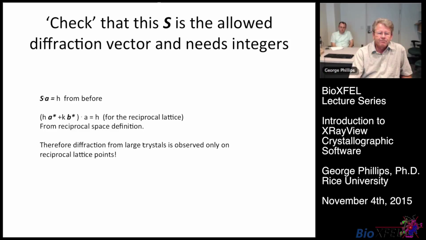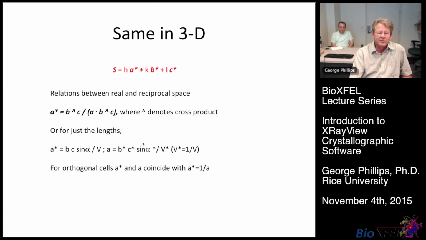So we can just do a check here to show that S is the allowed diffraction vector and needs integers. So if S dot H equals H, and the standard diffraction formula has H A star plus K B star in the complex exponent. If we dot that with A, because of the definition of the reciprocal lattice, we get an integer. So what this means is that diffraction from large crystals is observed only on reciprocal lattice points, which I've said several times, but there you go.